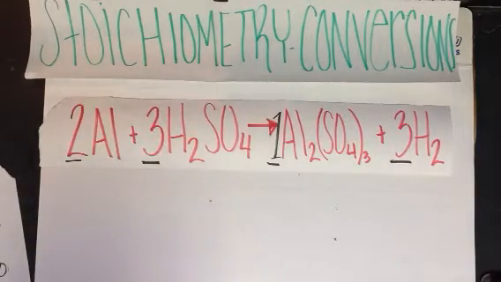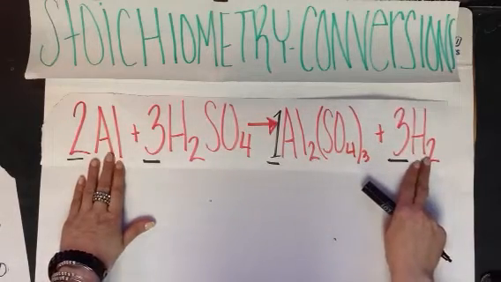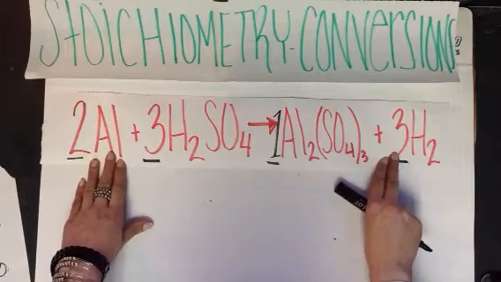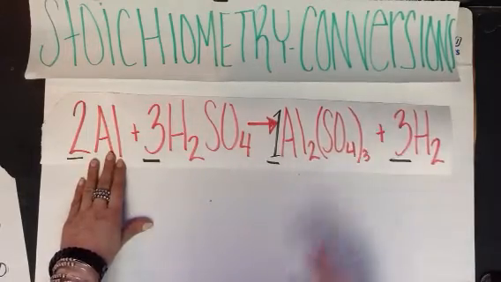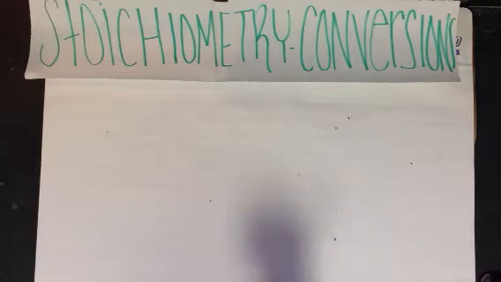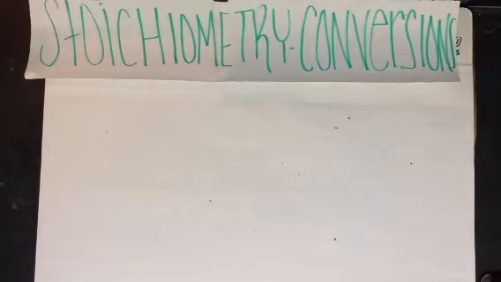So maybe aluminum is my one substance. I have 2 moles of it. And I want to know how many moles of hydrogen I have. I have 3 moles. So 2 moles of aluminum produce 3 moles of hydrogen. Okay, that's our review. What's our new thing? Well, now we're going to bring in an old topic, which is mass, and bring back also our mole ratio. So mass and moles with stoichiometry is our new topic.